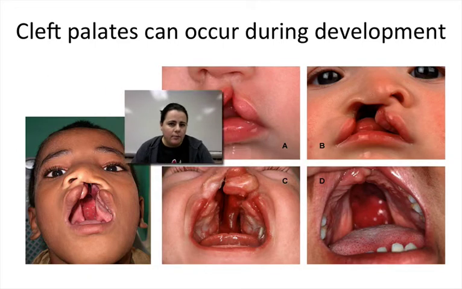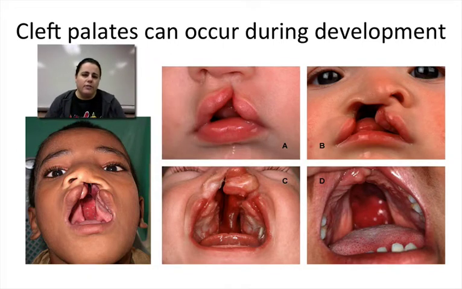Sometimes during development, there are many reasons why a cleft palate can occur. We're not going to go into all those reasons, but they occur sometimes. What happens is they don't form correctly, and it leaves a gap, and the nasal and the oral cavities are combined. These people, who are usually children, will eventually get surgery to fix it, but they will have trouble eating and talking and breathing, and a few different problems until it's surgically repaired.